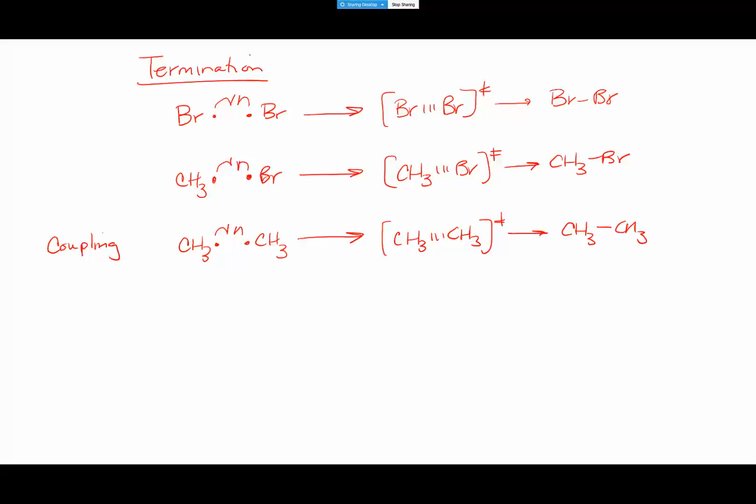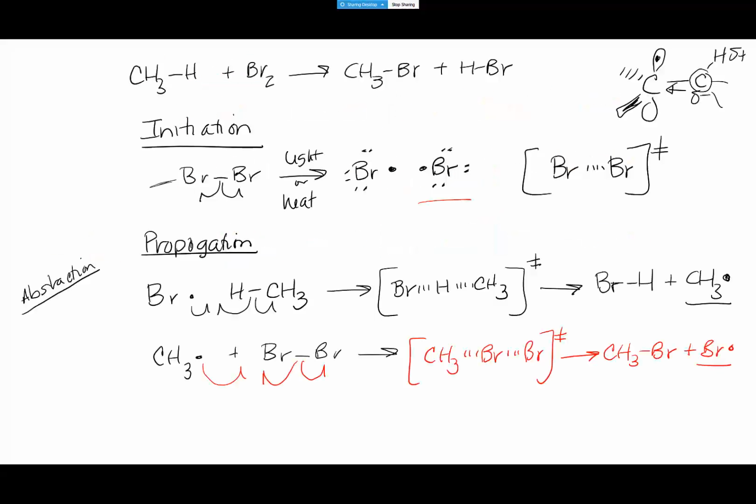Okay. All right. So that's the mechanism. What's the rate determining step of this mechanism? What's the most important step? The most important step is going to be the one where we generate the radical, the alkyl radical. That's going to be the most important step.